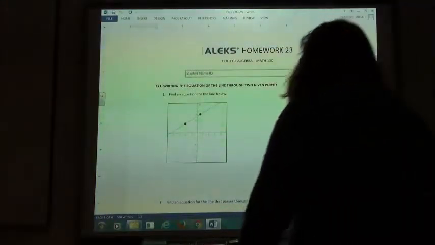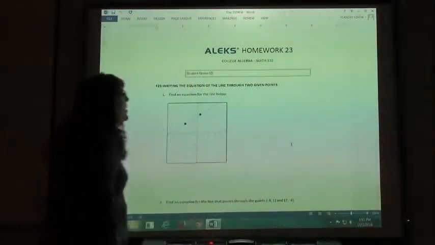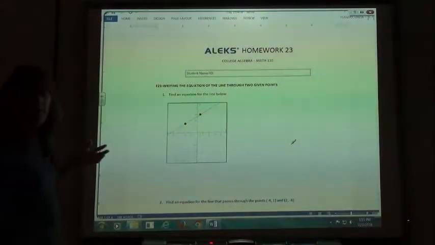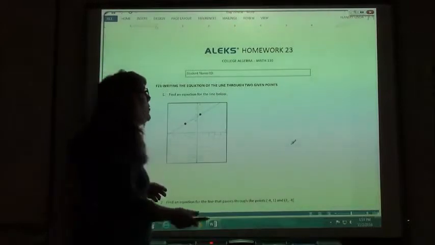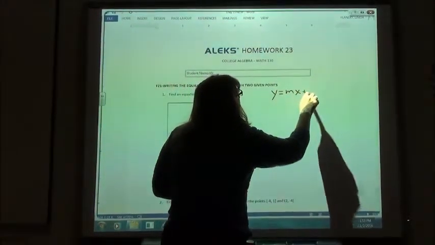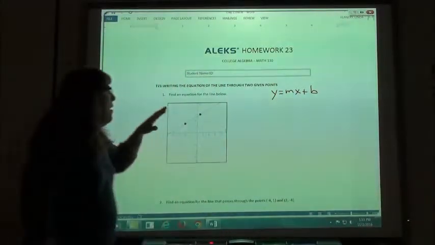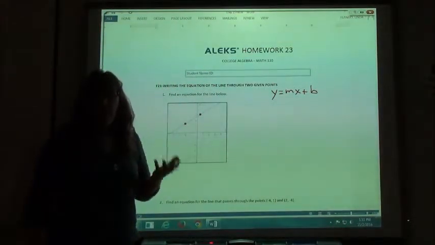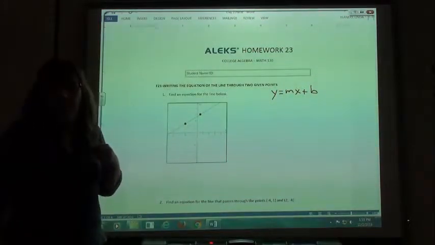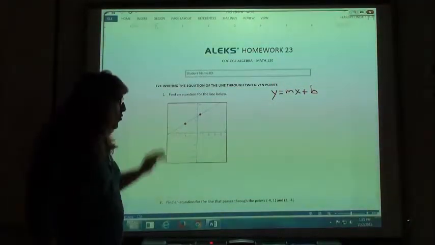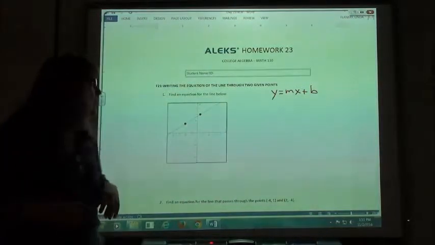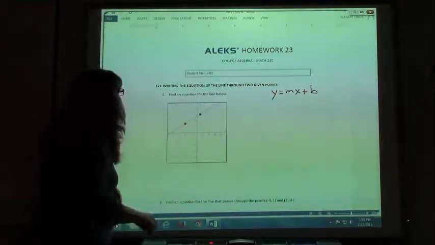All right, homework 23, we are going to write the equation of the line given 2 points. Again, whenever we're going to write the equation of the line, we're going to put it in slope-intercept form, so y equals mx plus b. For the slope, you can either use the formula, or if you have the graph, you can just count it out. Sometimes they will give you the graph, and sometimes they'll just give you 2 points. If they just give you 2 points, you have to use the formula, but otherwise we can just count.